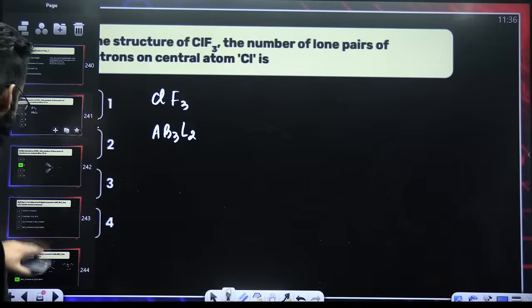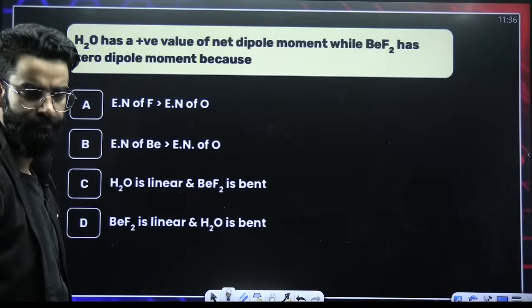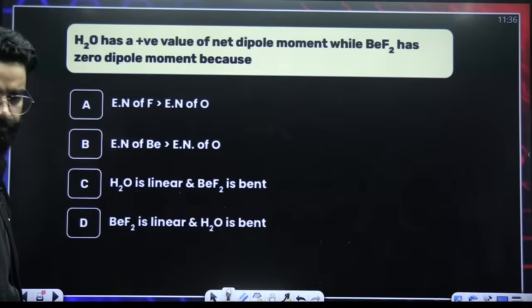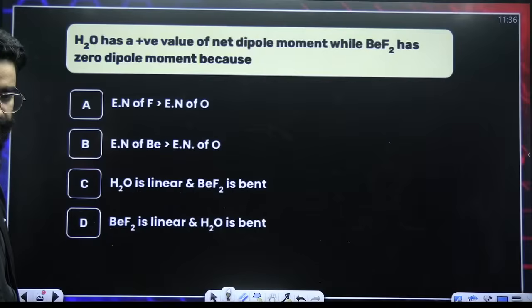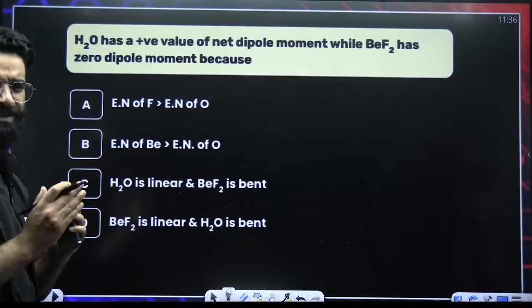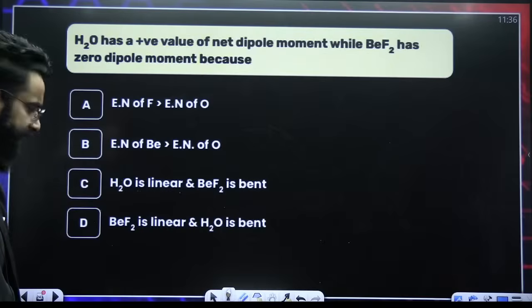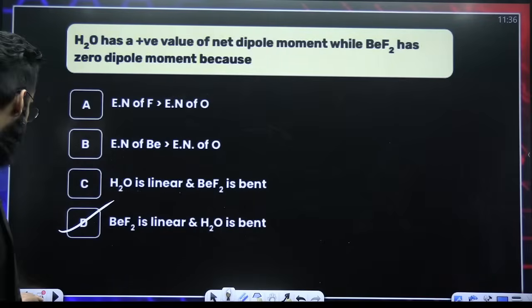All right. What about this one? Water has a positive value of net dipole moment, BeF2 has 0. Why is that? Because BeF2 is linear and water is bent. Correct?